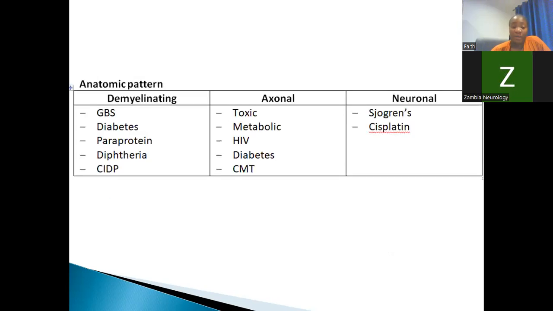Again, based on the anatomic pattern, you can have causes that are specific to a demyelinating neuropathy and causes that are specific to an axonal neuropathy. And then this table also includes a neuronal neuropathy, that is when the cell body is also involved.